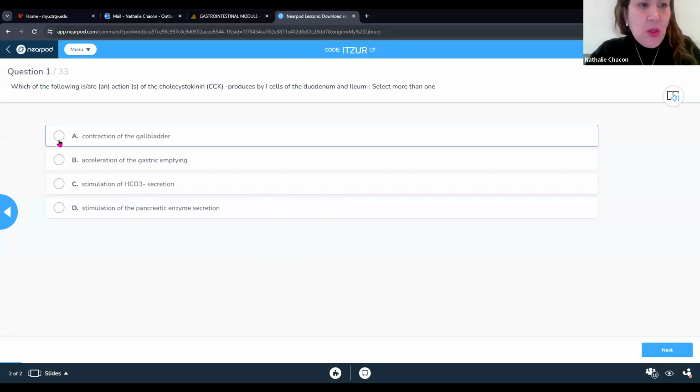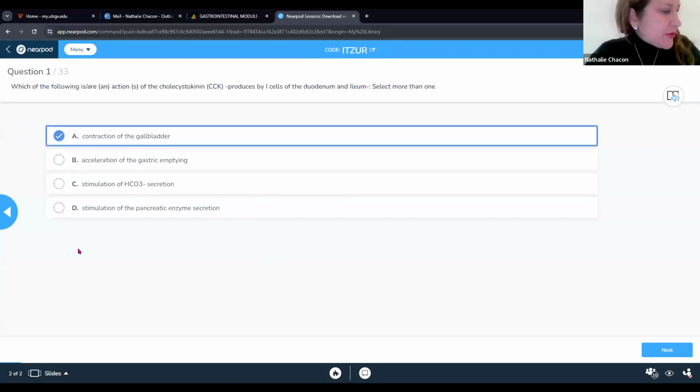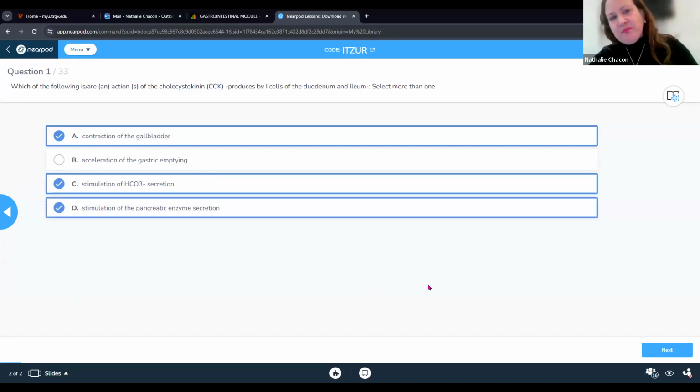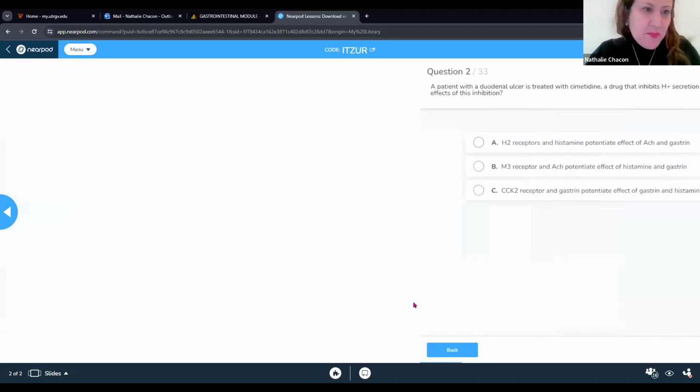Okay, so CCK is very important to contract the gallbladder. It is very important to produce bicarbonate secretion. It does not accelerate the gastric emptying. The contrary. It does the contrary. It stops gastric emptying. And it does stimulate pancreatic enzyme secretion. Okay, so those three are correct. Let's go to the next one.